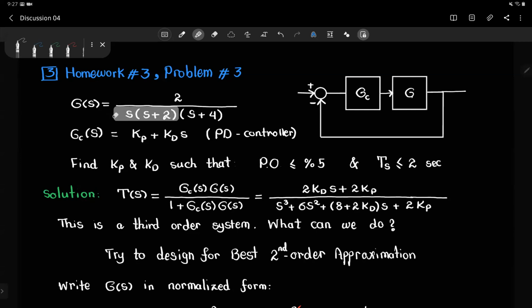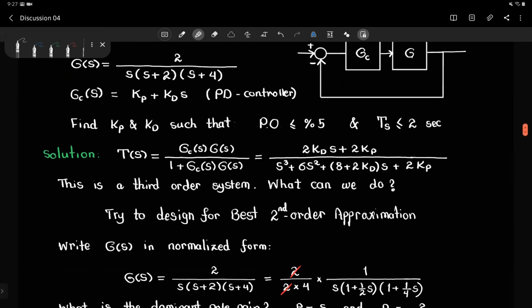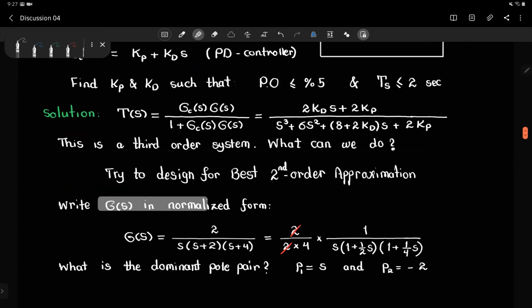second order approximation. However, because we want also the second order approximation to have the same gain as the original system, right? We want to do this in the normalized transfer function form. Okay, so to do that, first we write g of s, the system itself, in the normalized form by basically whenever you have s plus something, s plus 2, you just take the 2 or the free term as a common factor and bring it outside.